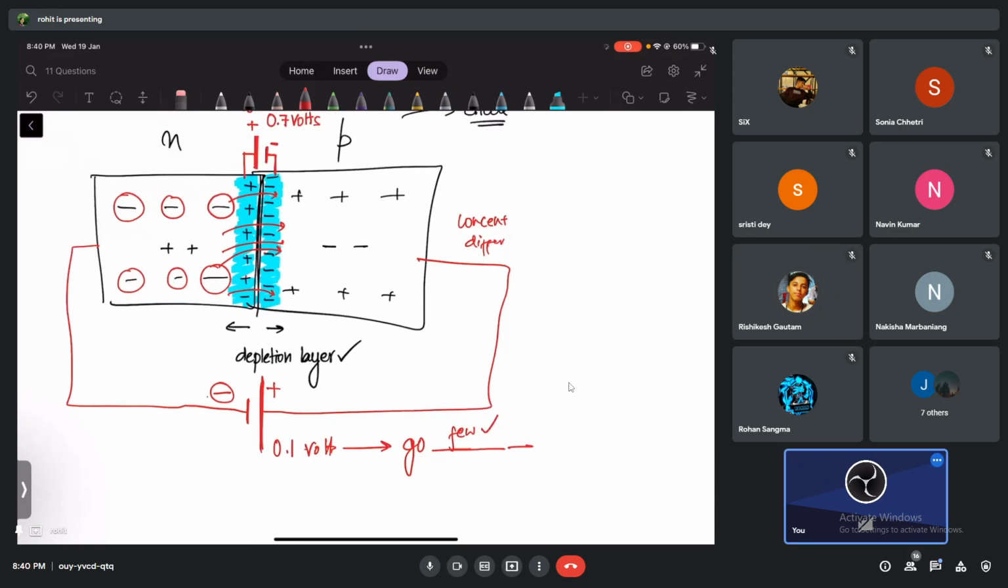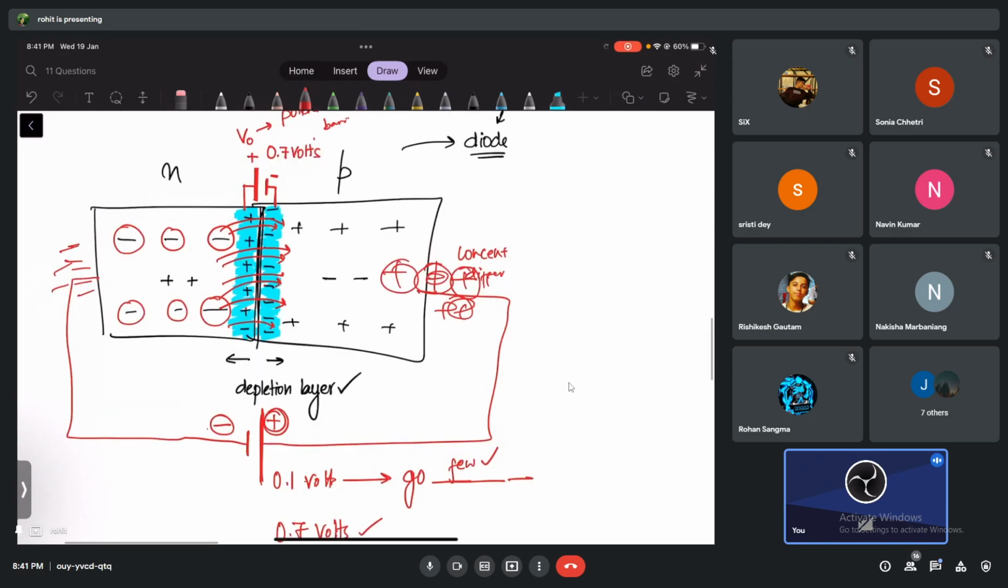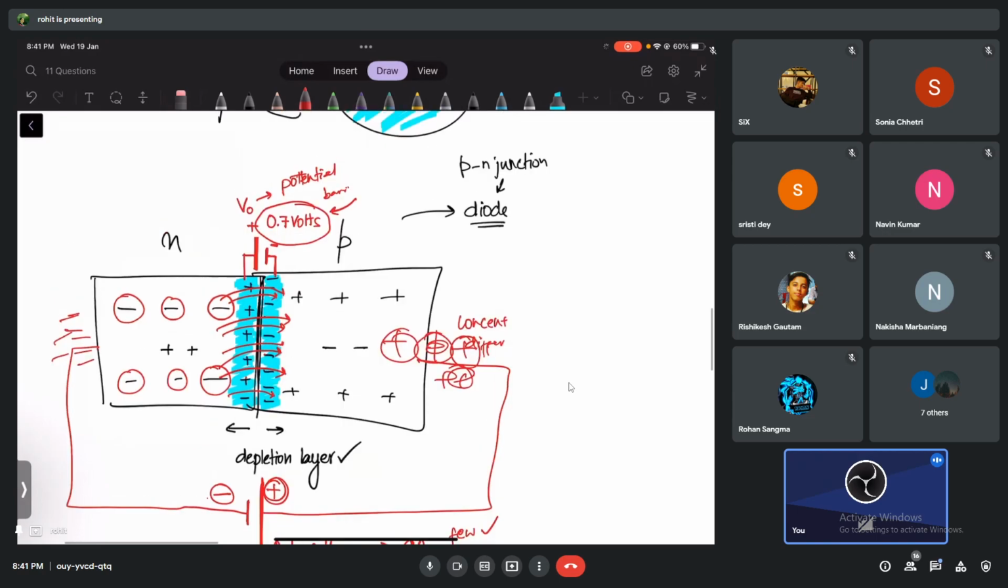But if I reach a value of around 0.7 volts, now this side has become so much positive, and this side has become so much negative, that the electrons get so much energy to overcome this battery which was created by the diffusion. So how many volts are we overcoming? We are overcoming 0.7 volts, the potential barrier.